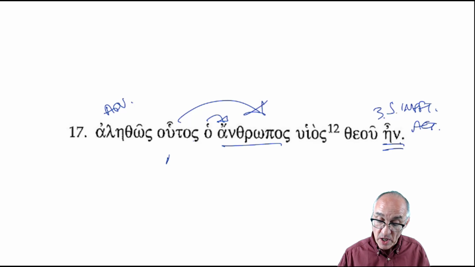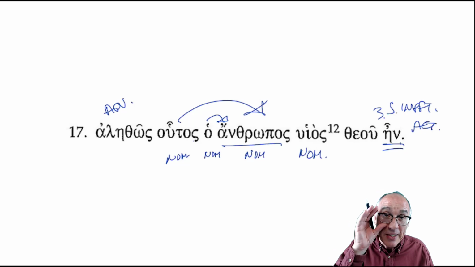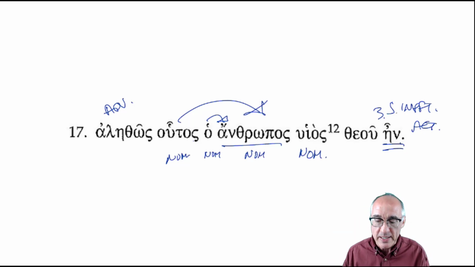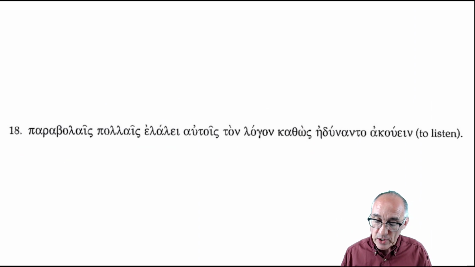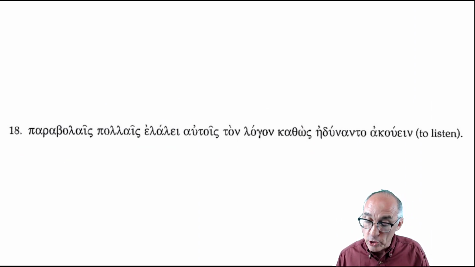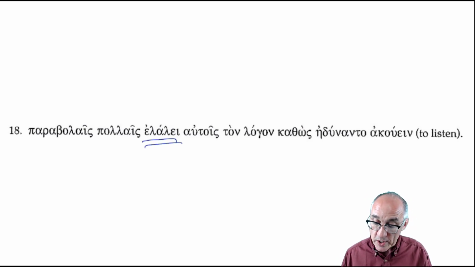And all these, look at these nominatives. Nominative. And so yeah, it's tough in this case because you want to group up the hutos, hoanthropos, huios. When do you put the ein in there? When do you put the was in there? And in some ways, you just can't, I don't want to say guess. Grammatically, it can go in a couple different places. This is the most logical translation, I think. 18. Parabolais polais elale autois ton logon kathos edunanto akuen. Verb. Where's the subject? We don't have it.